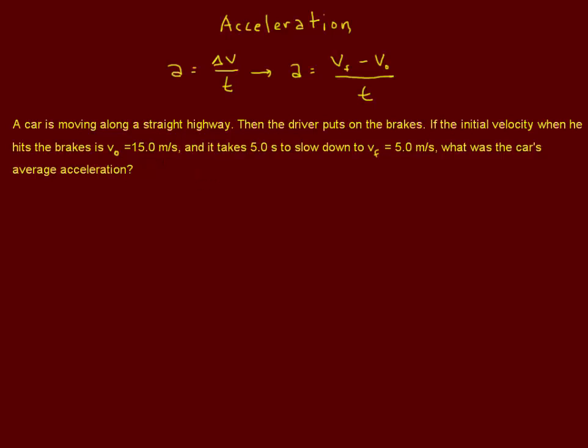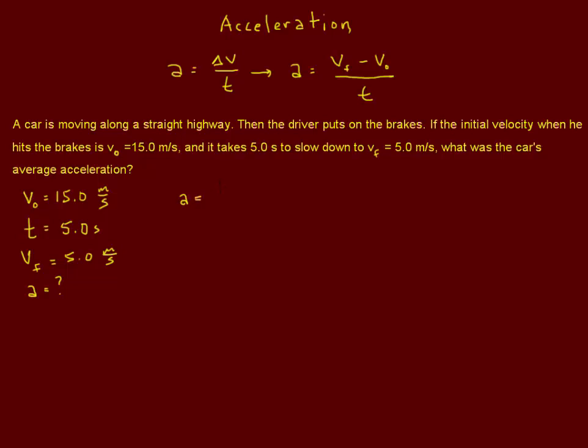Once again, let's identify our knowns and our unknowns. So we've got that v0 is 15 meters per second, 5 seconds would be our time, and v final is 5 meters per second. What they're asking for is the car's average acceleration, so we'll write that here with a question mark so we can keep it all straight. And sure enough, this relationship up here covers everything. It's got everything that we have and the thing that we want. So let's write it down here, and we're just going to substitute the numbers in.